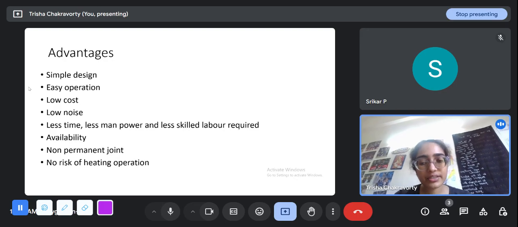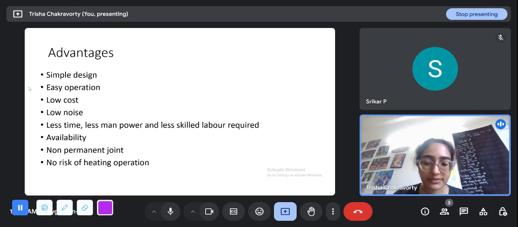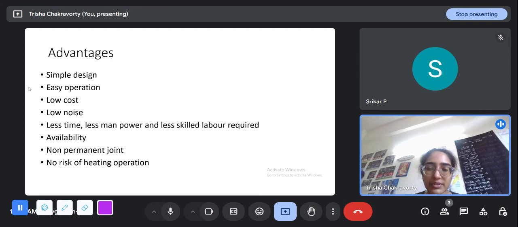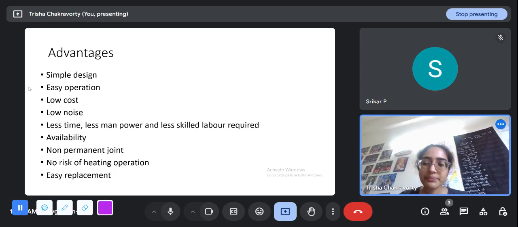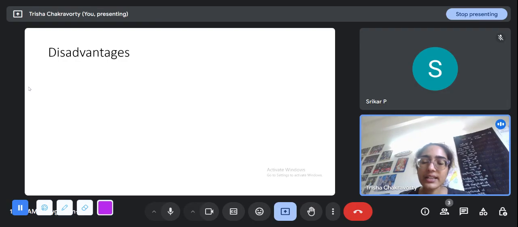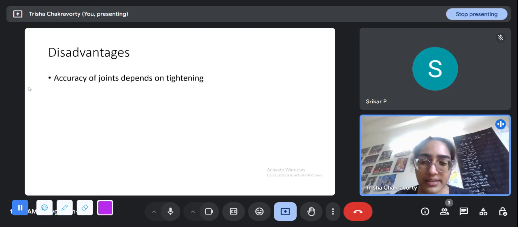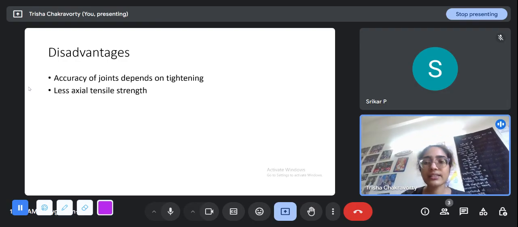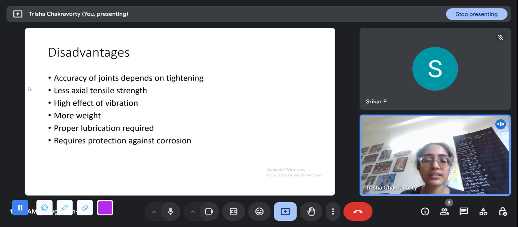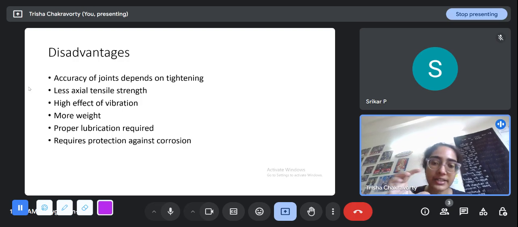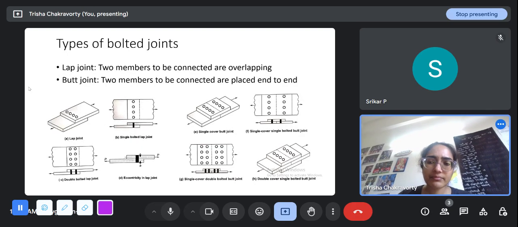No risk in heating operation. Again, this is about welds, we have seen that people welding wear a kind of mask in front of their eyes because they have to weld at such a high temperature. There are sparks from the fire torch, and bolts can be replaced easily. Disadvantages: accuracy of joints depends on tightening, less axial tensile strength, high effect of vibration, more weight, proper lubrication, and protection against corrosion is required because it is a separate metal entity.